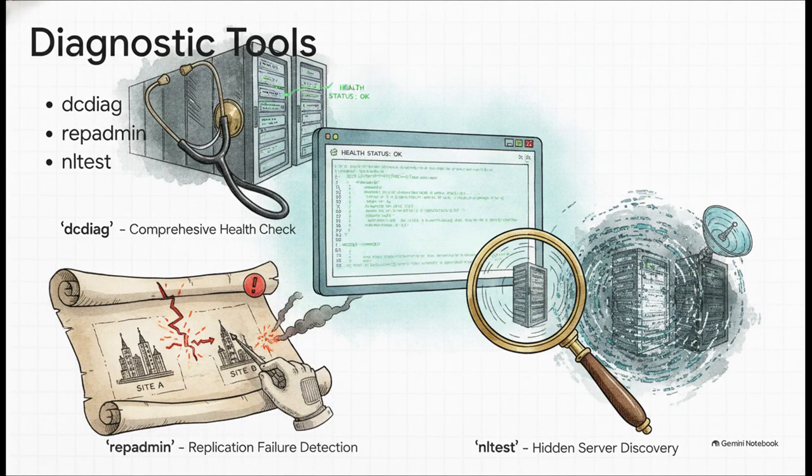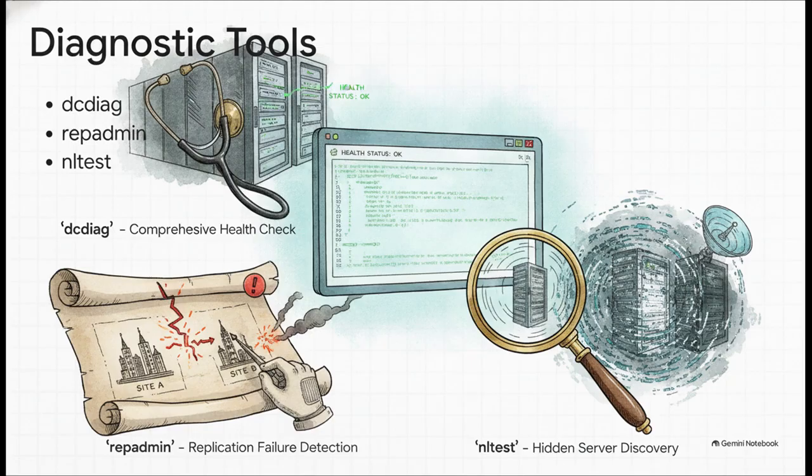So let's see how this builds into your daily toolkit. When servers inevitably stop talking to each other, you can drop right into the command line and use these built-in tools. DCDiag /testall runs a comprehensive health check on a domain controller. repadmin /replsummary will pinpoint exactly where a replication failure is happening between your sites. And NLTest is just brilliant for proving whether a machine can actually discover a domain controller on the network in the first place.